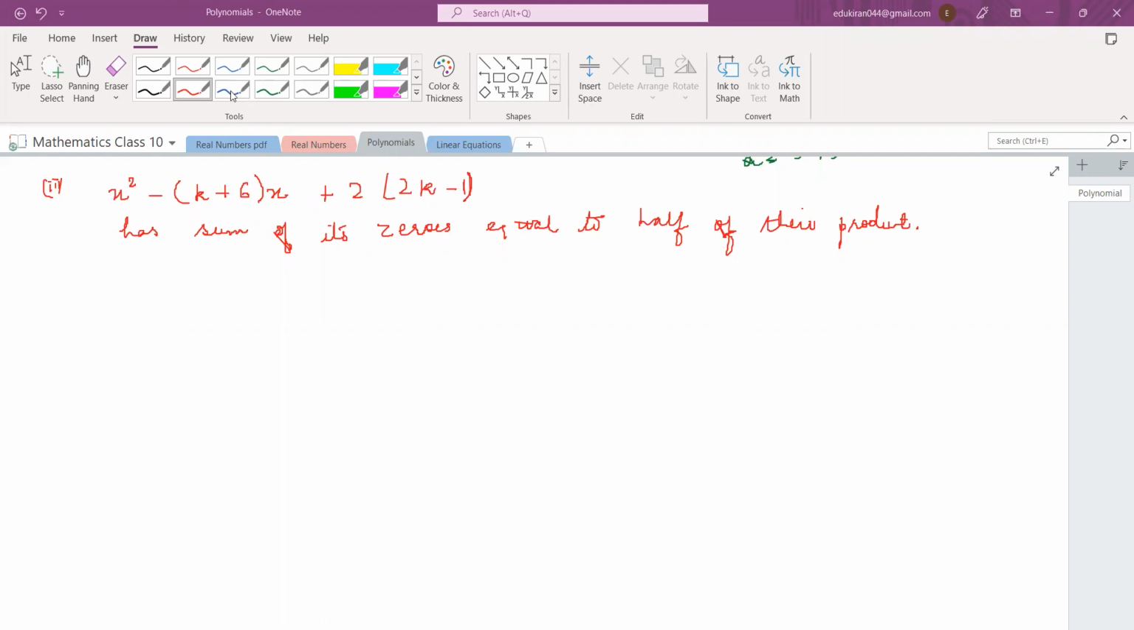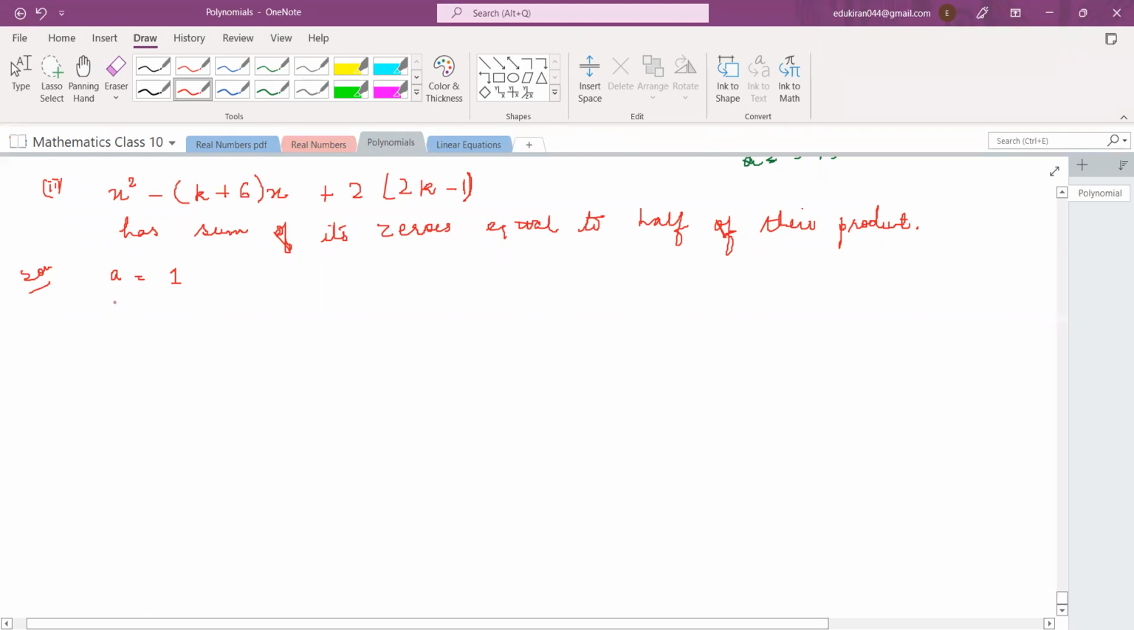Okay, let's do it. See, this is simple. This is the given polynomial. There's an unknown k which you have to find. Find the value of k, that is the question. Now the condition given is that the sum of zeros is equal to half of their product. First of all, note down what is A, what is B, what is C. First of all, A in this polynomial is 1.